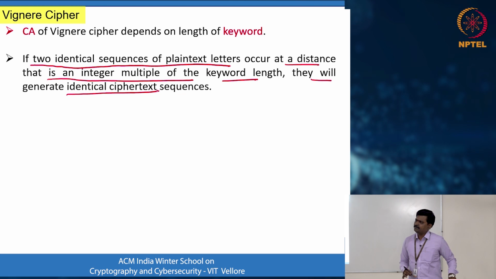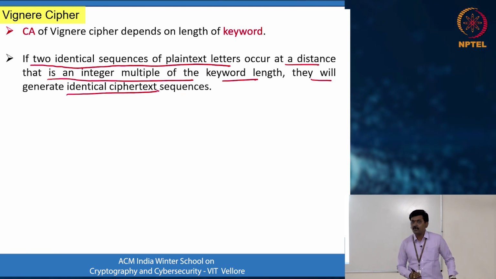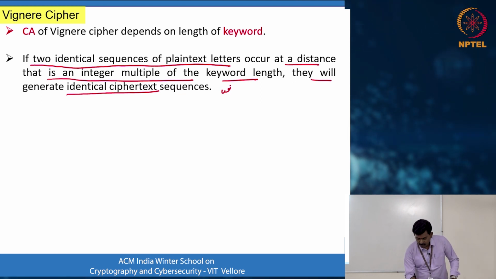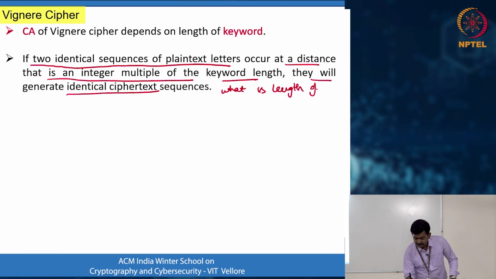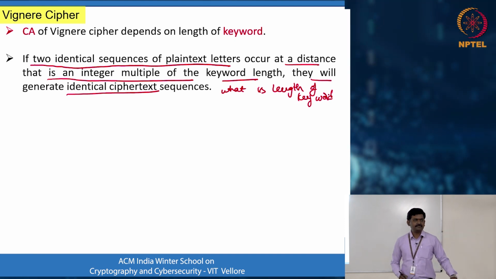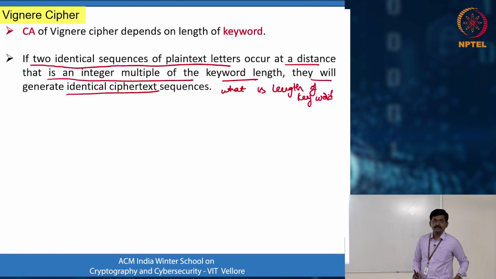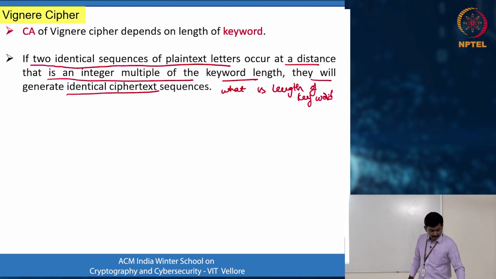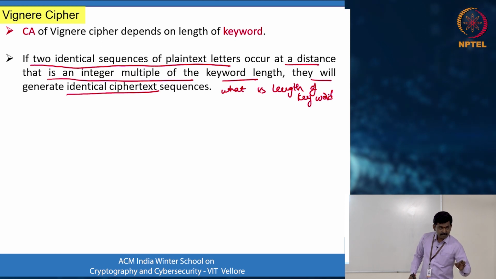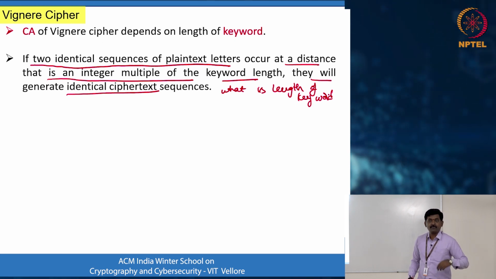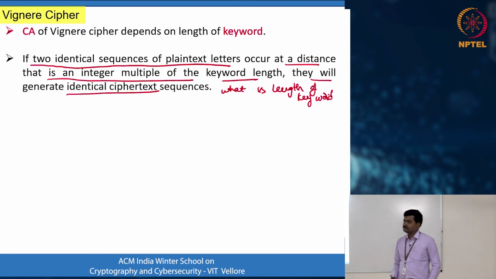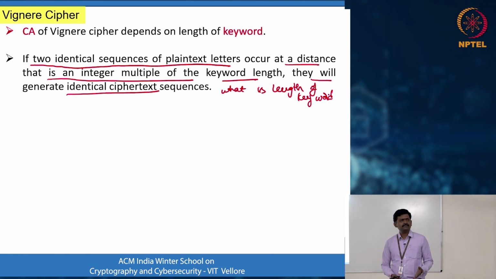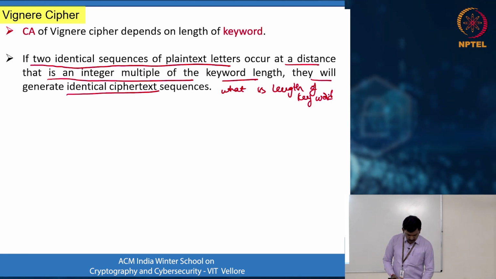With that, what will happen? Attacker will come to know what is the length of the keyword. Attacker cannot get the keyword, but attacker comes to know about the length of the keyword. If he knows the length of the keyword, what will happen? His key space to search to perform the brute force gets decreased, right? So what happens in this?